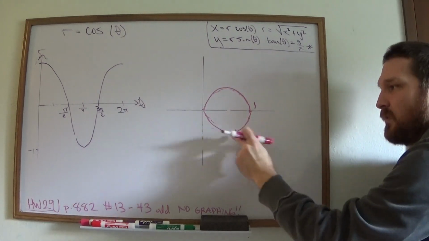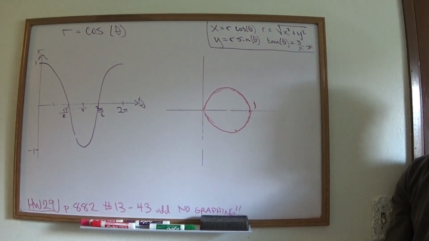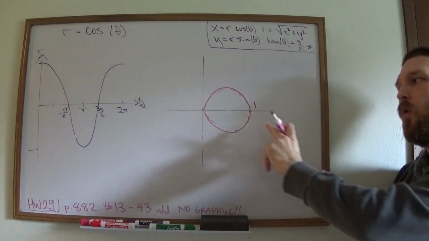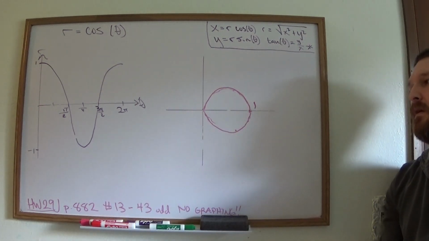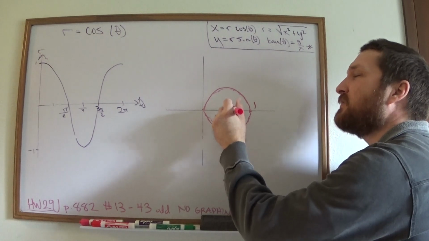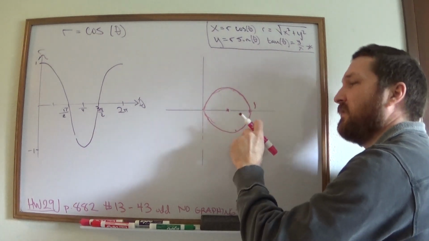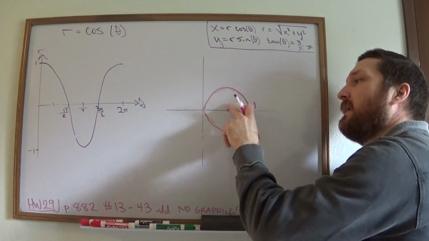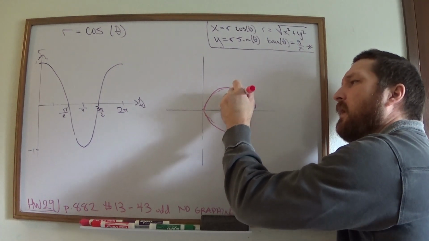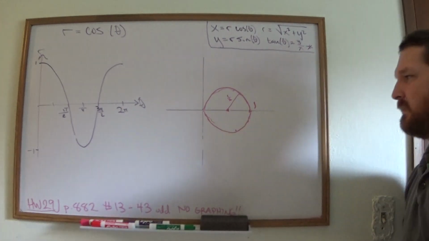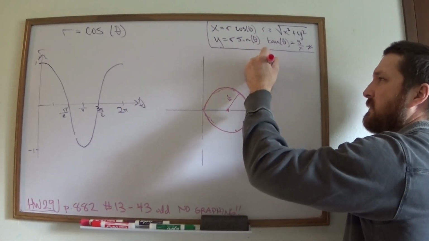If this is indeed a circle, and it is, what would be in Cartesian coordinates its equation? In other words, I want Cartesian coordinates for the equation of this circle, and we know that it has a radius of what? 1/2. And where's its center? 0, 1/2. So radius is 1/2.